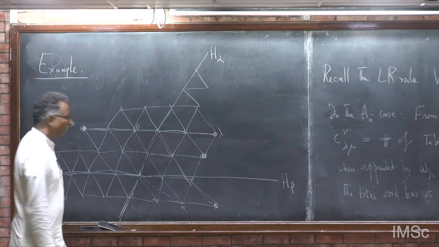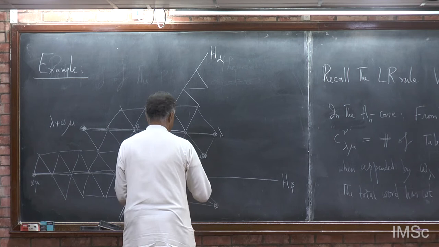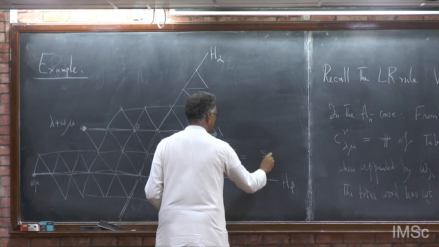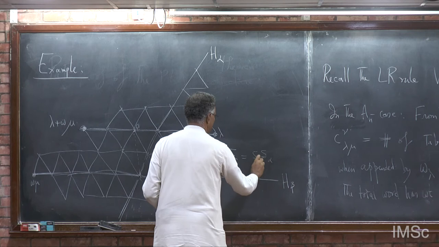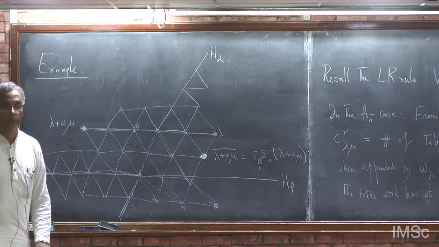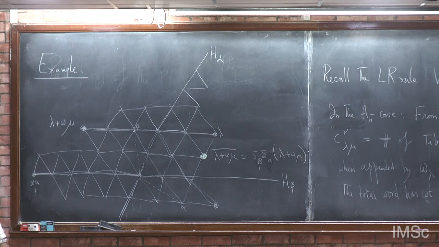Okay, so let's mark this in a color. So this is lambda, lambda plus W mu bar, which is s_beta first applied and then s_alpha, sorry, first s_alpha and then s_beta applied to W plus lambda plus W. In this picture, okay, this is clear. So what is the conjecture saying in this case?